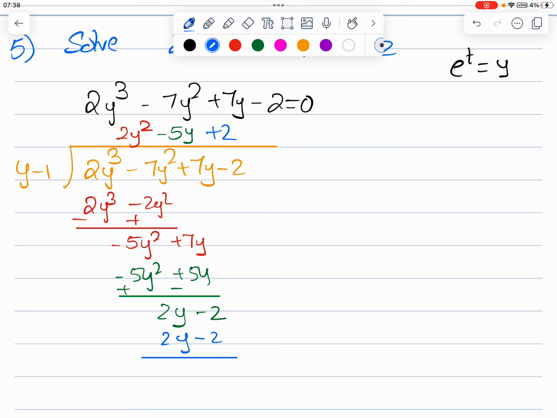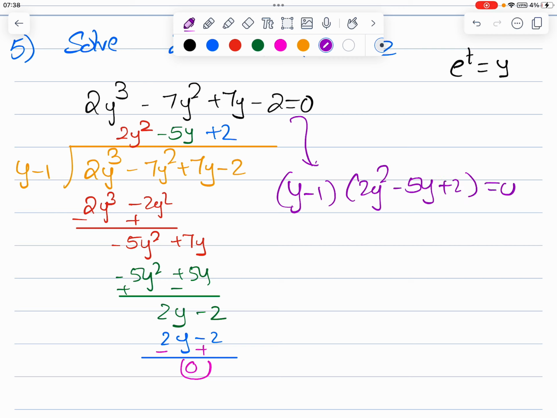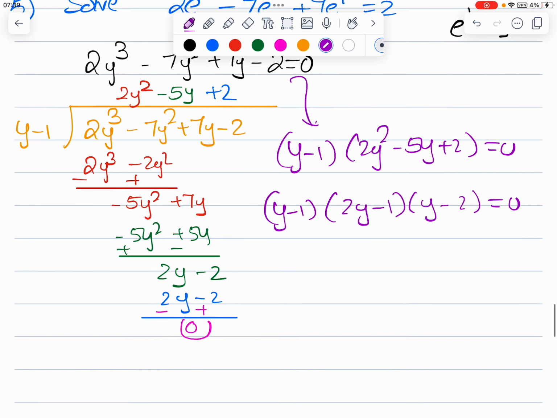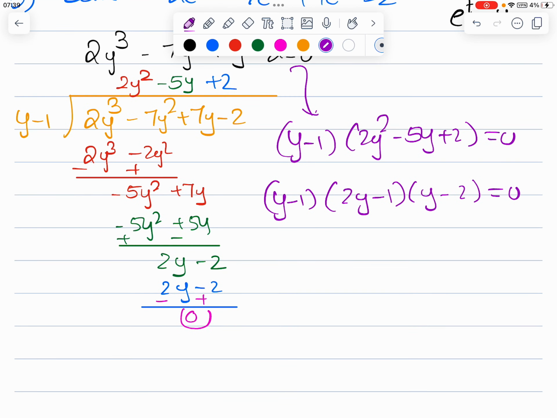See that always you try to get the first term. So minus plus, it becomes 0. So this can be written as (y − 1)(2y² − 5y + 2) equals 0. Now this can be further factorized: (y − 1)(2y − 1)(y − 2) equals 0. So what do I get from there? I get y equals 1, y equals 1/2 and y equals 2. But what is y? y is e^t.